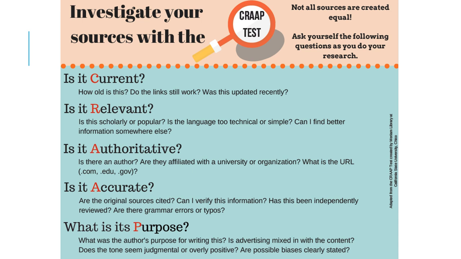Is it accurate? If there are claims being made and statistics being thrown around, where are their sources? If they don't have a source for that information, you won't be able to fact check. If it's a scholarly journal article, it goes through a peer review process, meaning that a group of experts verified that information for you, so you can always count on a good journal article.